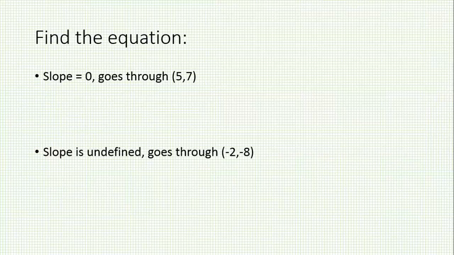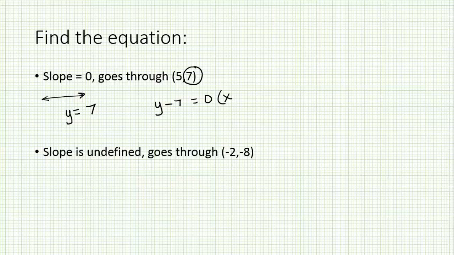Now let's find some equations when we don't have a graph to look at. So in the first example, the slope is 0, so we know that this is a horizontal line. And horizontal lines have equations that look like y equals that shared y-coordinate that they all have. So you really just need to look at the y-coordinate. That's the equation. If you wanted to, you could write it in point-slope form like this. Y minus 7 equals 0 times x minus 5.